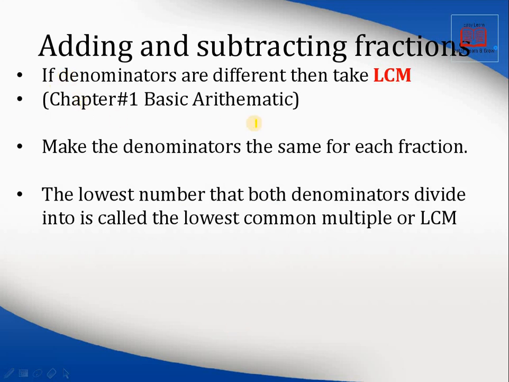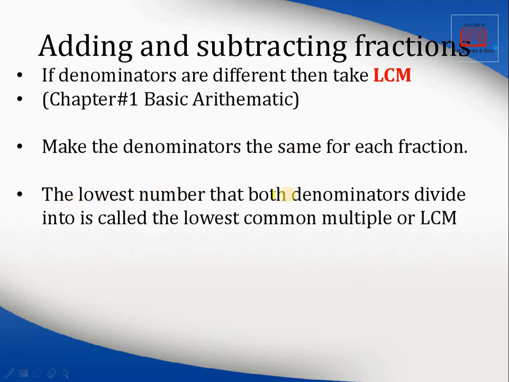And if denominators are different, then of course we should take the LCM, the least common multiple, and the least common multiple was already explained in chapter number 1 in basic arithmetic. In short, making the denominators the same for each fraction is the key point here.